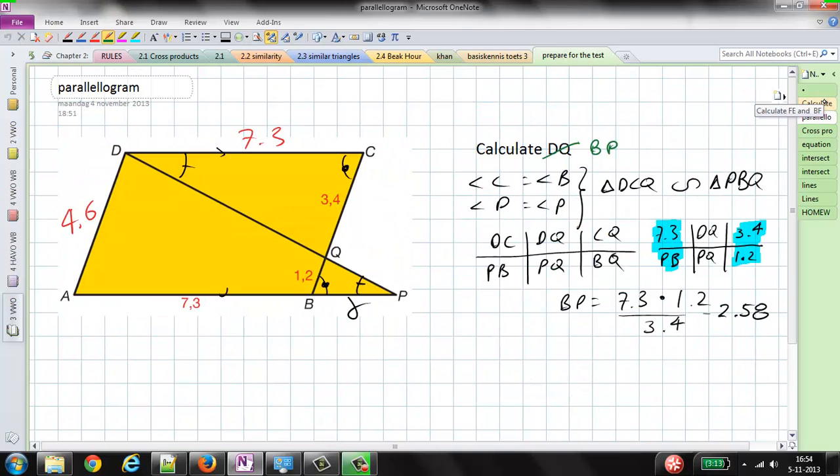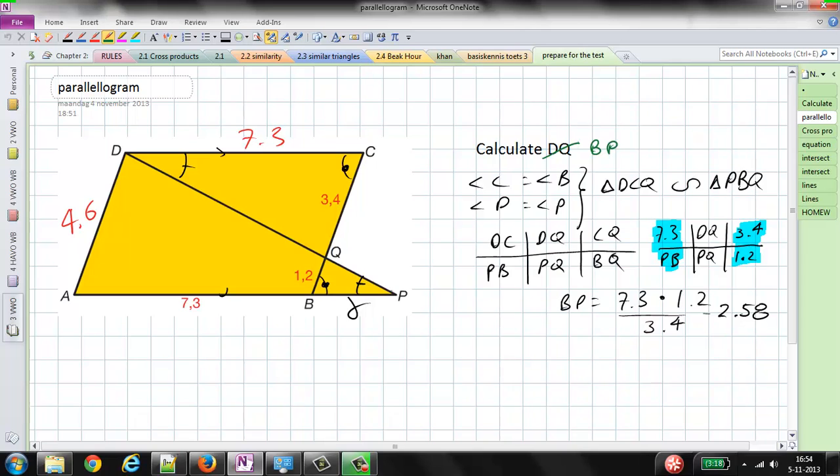I'm moving on to the next one, the parallelogram. First analyze, so read the question. I changed this. It said calculate DQ. You're not able to calculate DQ because you're missing too much information. So I made it calculate BP. BP is this one down here.